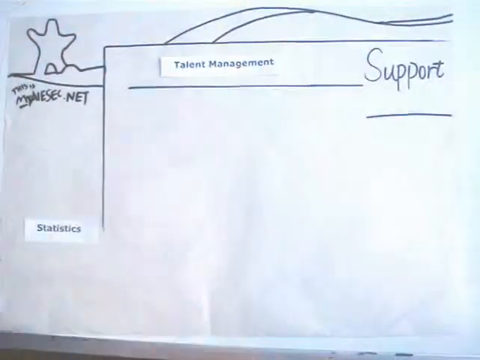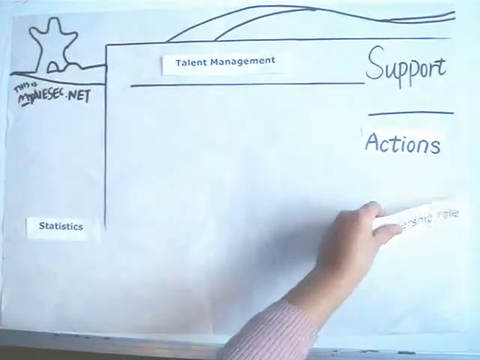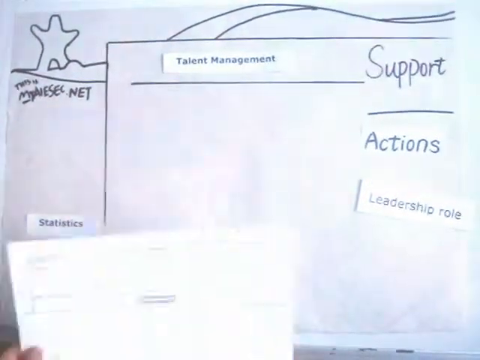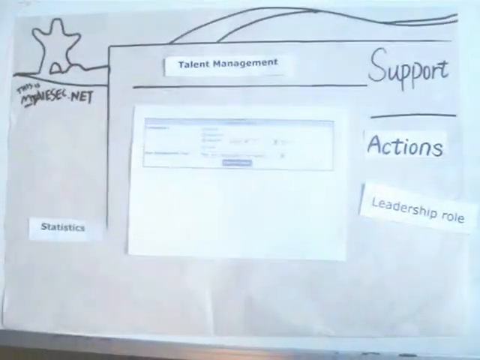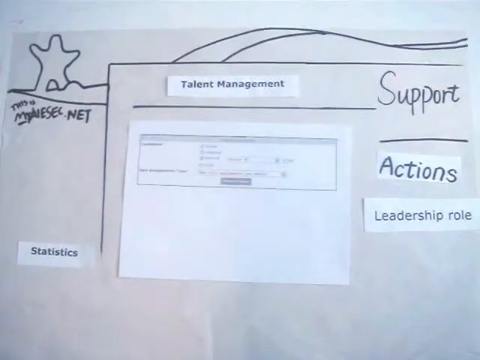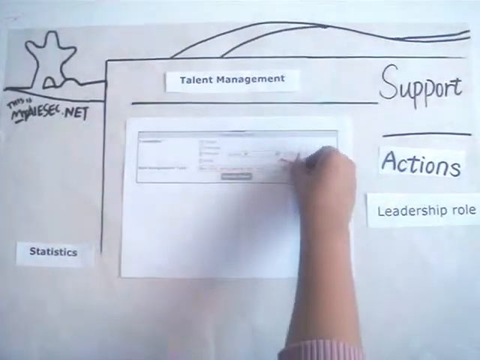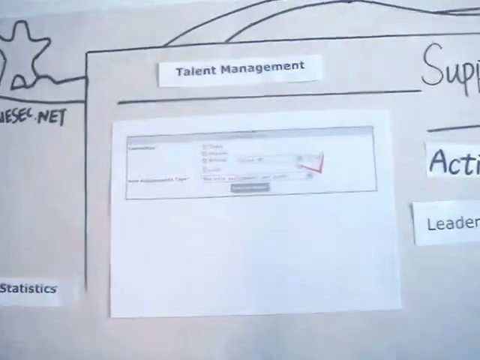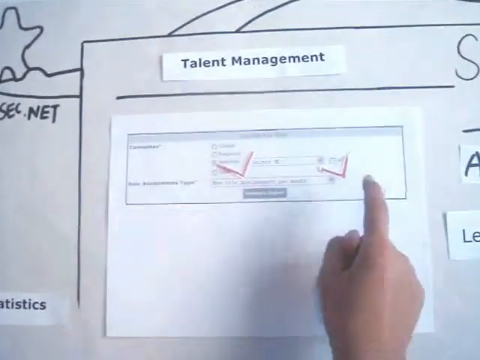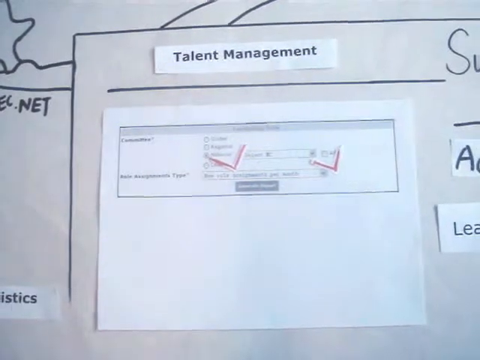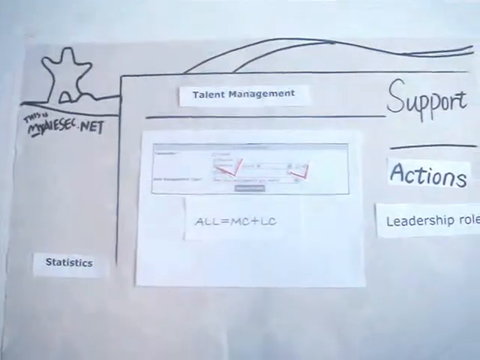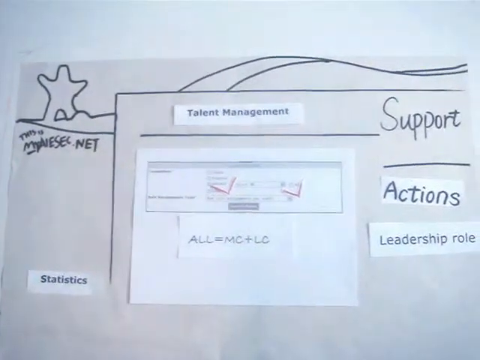Just go to Statistics, select Talent Management, and under Actions, select the leadership role to see the numbers. If you want to see the leaders not only of the committee you select, but also of the entities under it, click All. For example, when you tick All when you select your MC, the result you get includes the leadership roles on the MC and all your LCs.